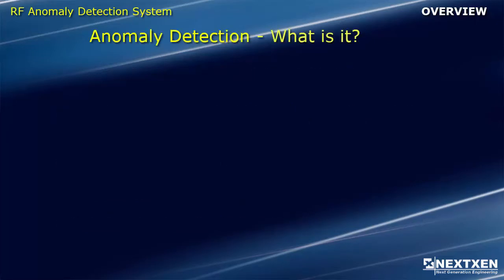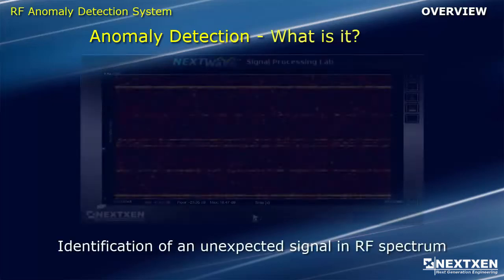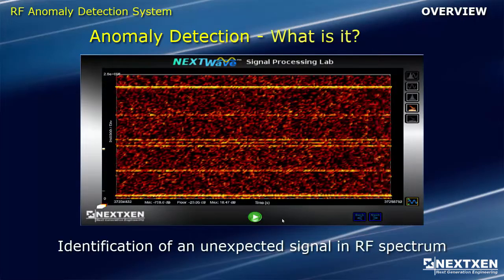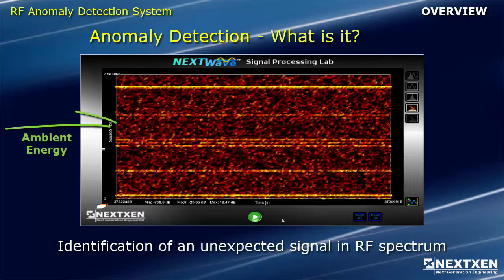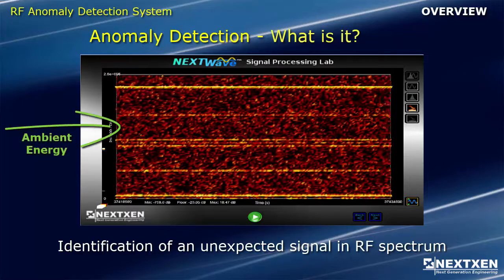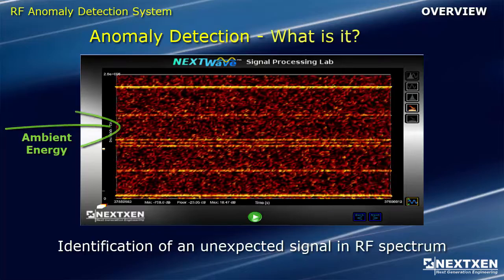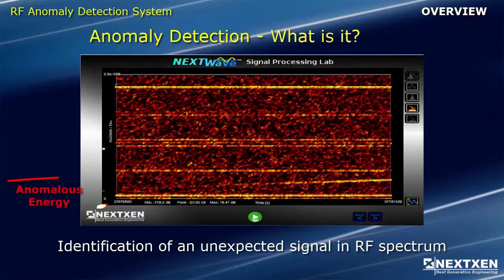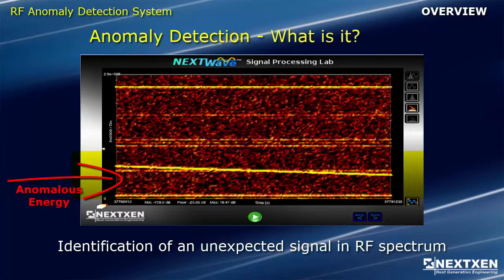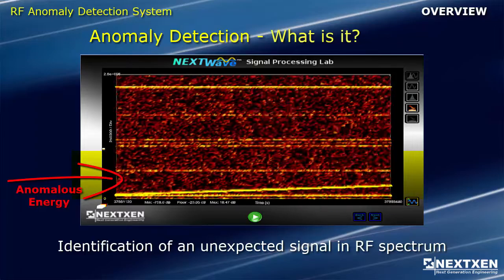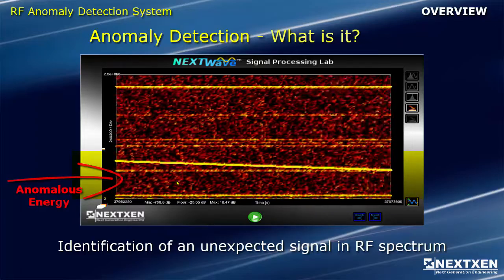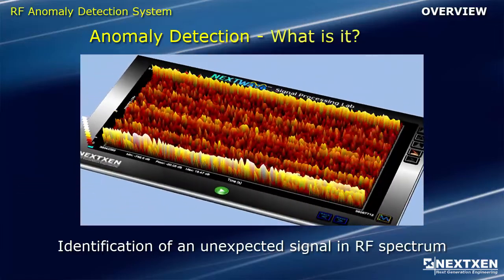So, anomaly detection, what is that? Well, basically we want to identify some type of unexpected signal in the RF spectrum. For example, if we look at this demonstration, we've got some ambient energy here, looking at a spectrogram of some signal, and all of a sudden we see a new signal show up. In this case, it's a swept sine wave. In our example here, we would interpret this as being the anomaly.